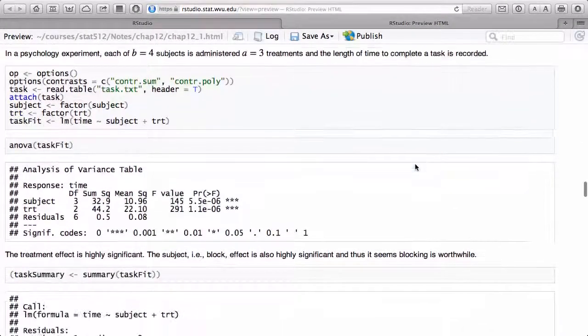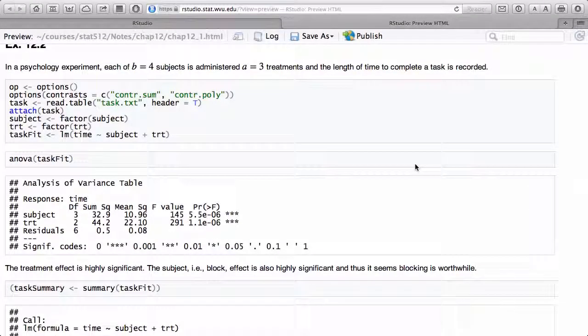I'll just quickly show you this model, and then I'll go back a few minutes on the exam to see if there are any questions.